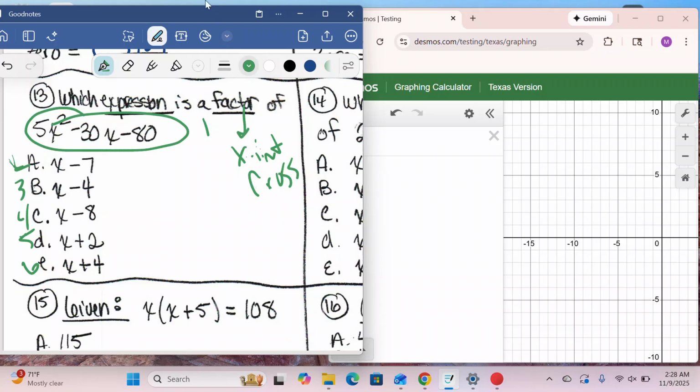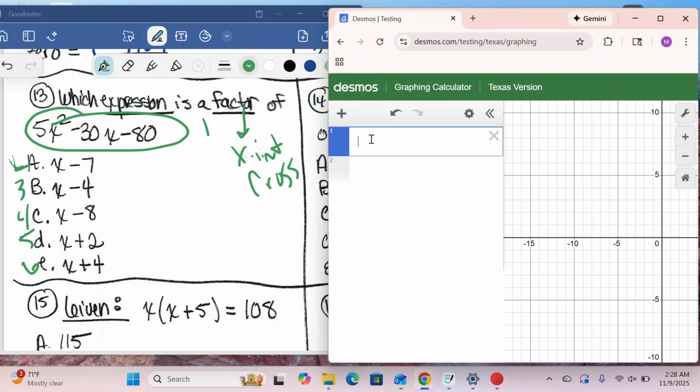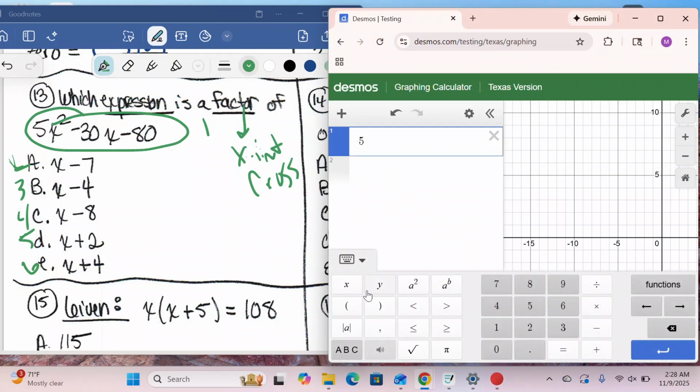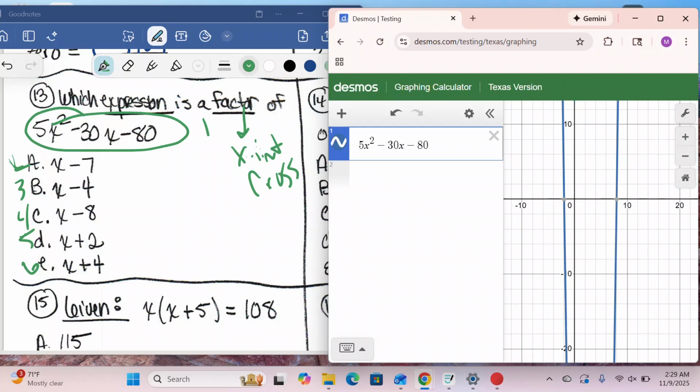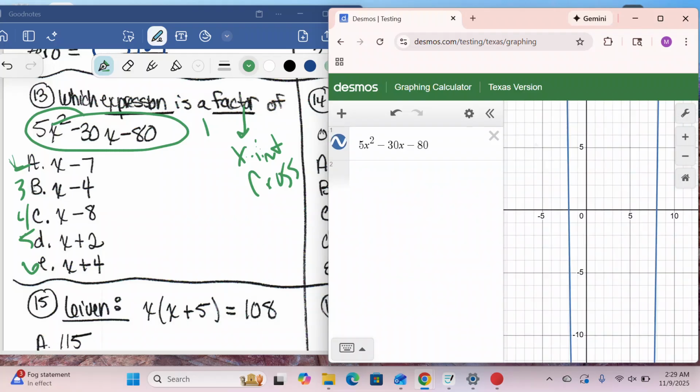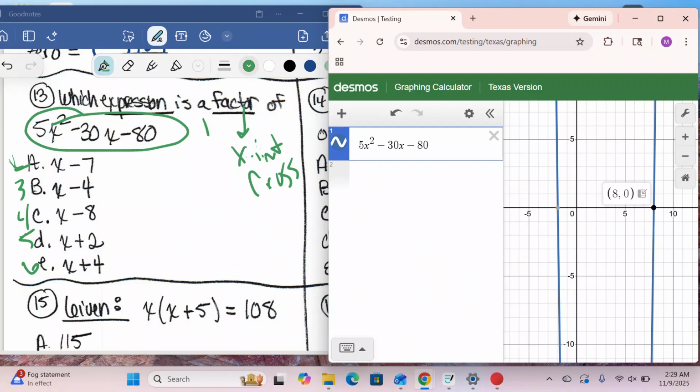So what I'm going to do is a lot of inputting into decimals, and you're going to let the decimals do the work. You're going to do 5x squared minus 30x minus 80. So I'm going to look for it here, and I have my two x-intercepts, one right there at 8, 0, and one at negative 2, 0. So that is my main focus. I'm going to see if it crosses one of my two x-intercepts. If it crosses, then it's a factor. If it is not, then of course it is not a factor.